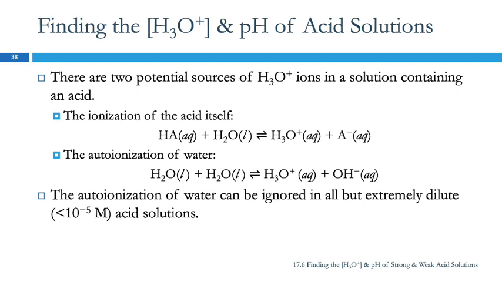So when we look at finding the pH of an acid solution, we need to realize that there's two possible sources of those hydronium ions. One is the ionization of the acid itself. This is the more obvious one. But then there's also the autoionization of water. So most of the time we can ignore the autoionization of water because it is so small compared to the acid that's been added to the solution. But if we have a really dilute acid solution, then it does become significant. So we can't always ignore that.